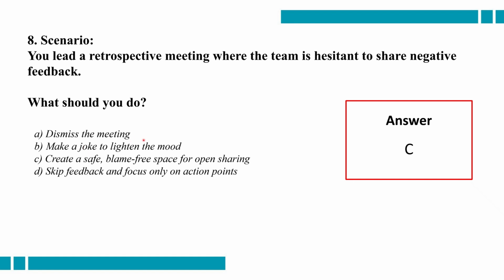Why not the other options? Dismiss the meeting: cancelling defeats the purpose of reflection and growth. Option B, make a joke to lighten the mood: humor can help, but it won't solve the underlying fear of speaking up. And option D, skip feedback and focus only on action points: action points come after honest feedback. Skipping feedback means missing the root issues. So in the exam, always choose the option that shows collaboration, trust building and continuous improvement. So here option C is correct.